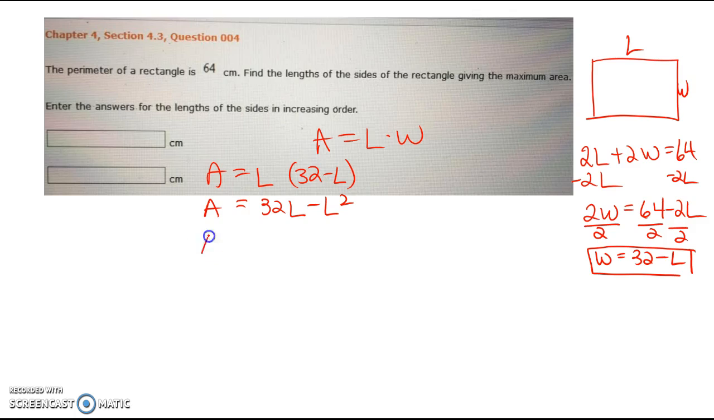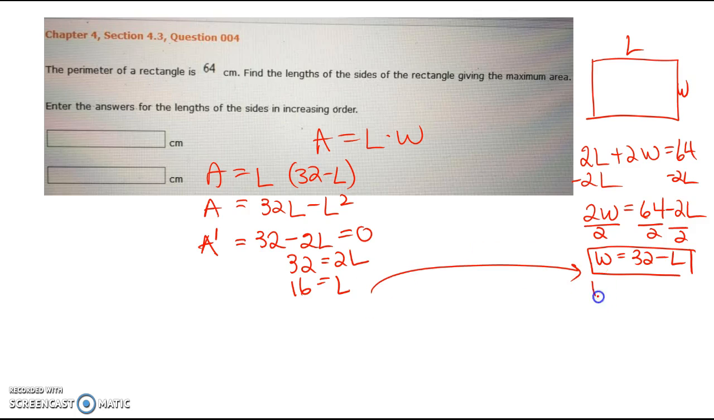In order to maximize, I have to take the first derivative, which will be 32 minus 2L. At my critical points, the first derivative is 0, so I'm going to solve for it. I'm going to find that L equals 16. If L equals 16, W is 32 minus 16, W is 16. So it just happens to be that the rectangle maximizing the area is actually a square. Okay?